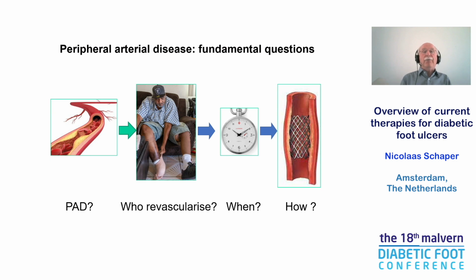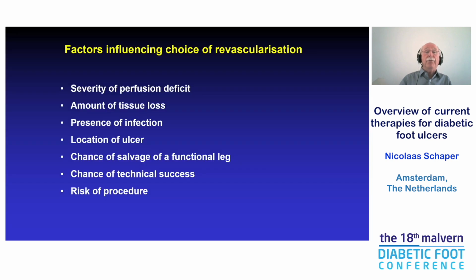So that was infection. The second immediately threatening problem for the limb is of course peripheral arterial disease. And you have to ask yourself a series of fundamental questions. Is there PAD? We're not going to address that. Who to revascularize, when to revascularize, and then, only then, how to revascularize.